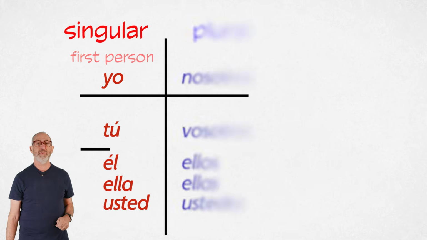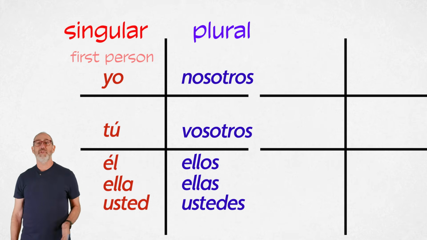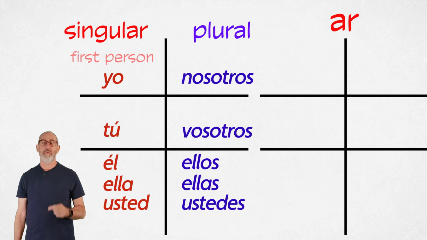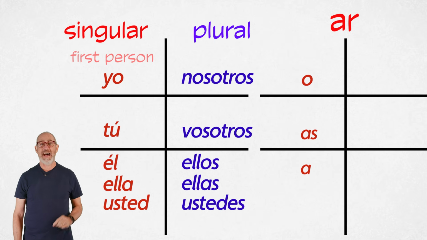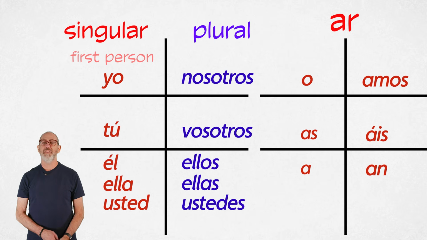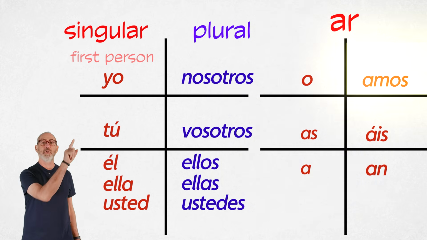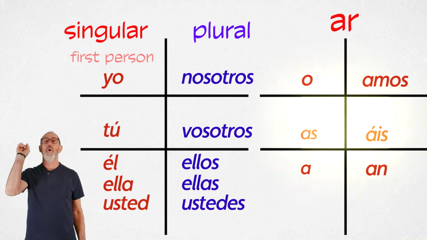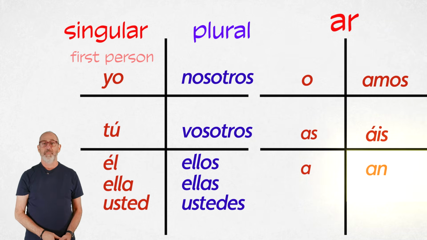One with the subject pronouns that we just learned, and the other one will be used to put those AR verb magical endings. And all we have to do is learn this. O, as, a, amos, ais, an. Let's try to get that down. O, as, a, amos, ais, an. One more time. O, as, a, amos, ais, an.